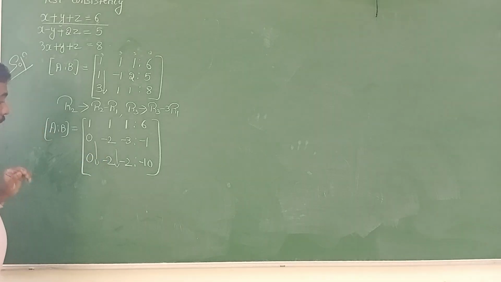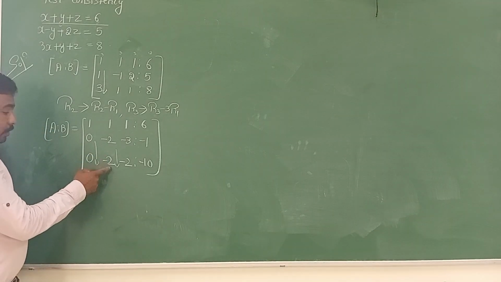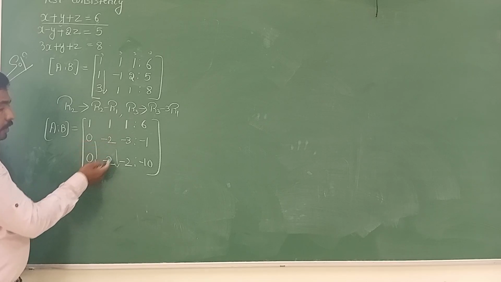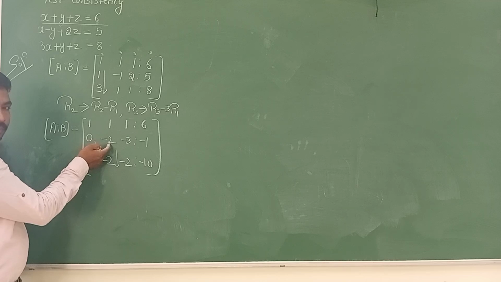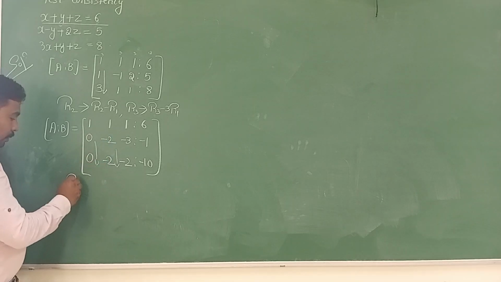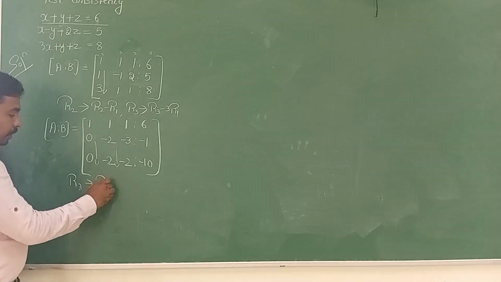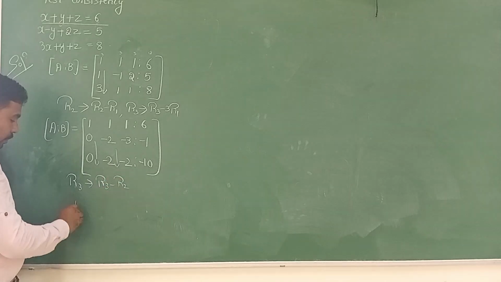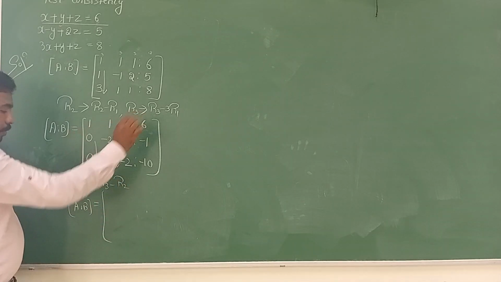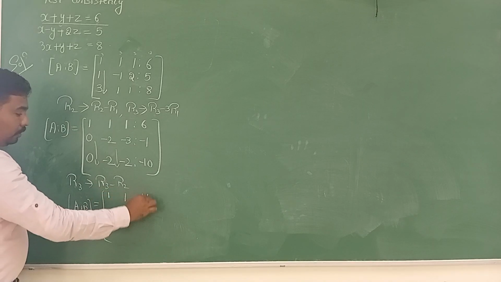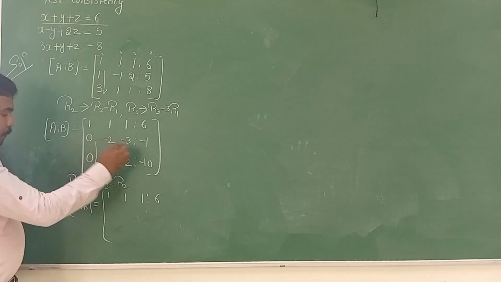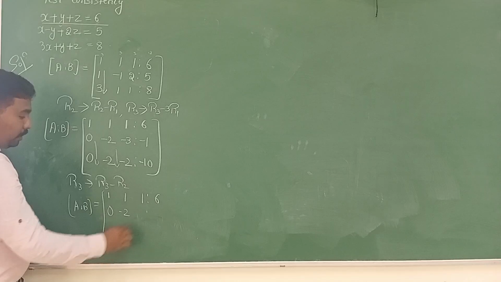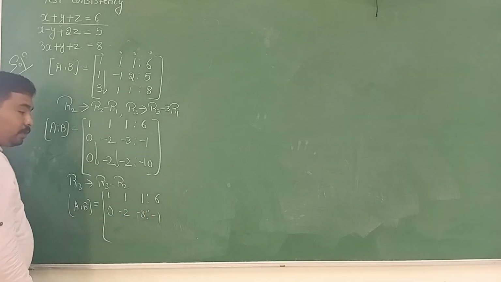That is the next step. So this is minus 2, because to make the lower triangular element 0, it has to be 0. Minus 2 becomes 0 means if I subtract both, minus 2 minus of minus 2 becomes plus, minus 2 plus 2 is 0. So R3 becomes R3 minus R2. So then [A|B] becomes what now? First row we have not done anything: 1, 1, 1, 6 as it is. Second row we have not done anything: 0, minus 2, 1, minus 1 as it is.